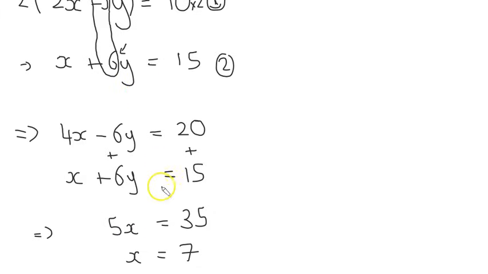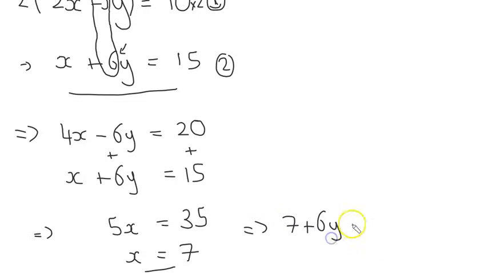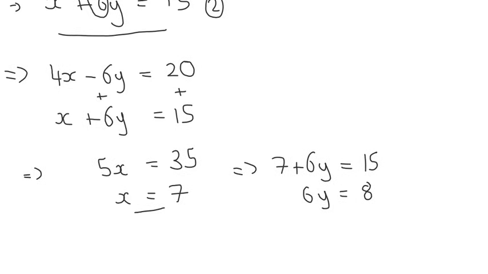So if we put, for example, 7 back into this one, then that would give us 7 plus 6y is equal to 15. If we then take 7 away from both sides, we're going to get 6y is equal to 8. And then if we divide both sides by 6, we have y is equal to 8 over 6. And you can leave it like that, or sometimes it's nice to cancel it down a little bit more. So y is equal to 4 over 3.